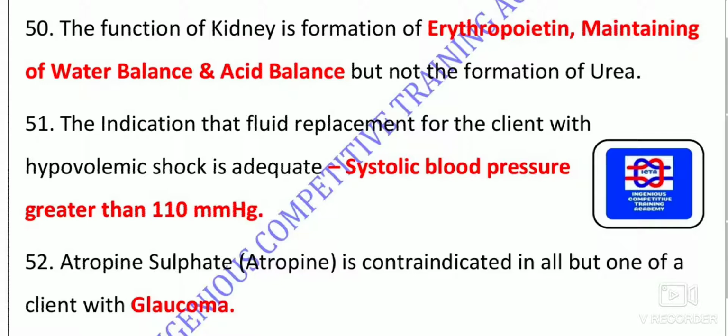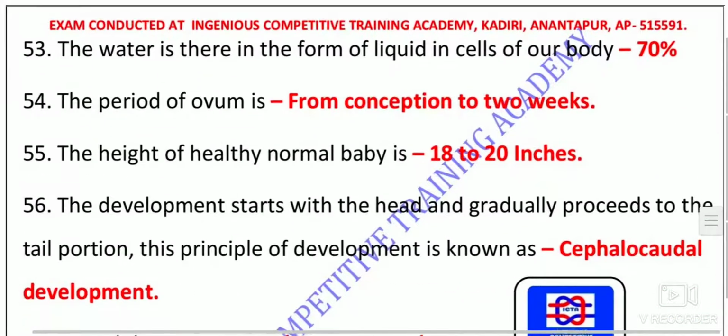Next we have atropine sulfate. Atropine is contraindicated in all but one of the clients, that is, with glaucoma. We know what the problem concerning glaucoma is. This is the one you have to remember.